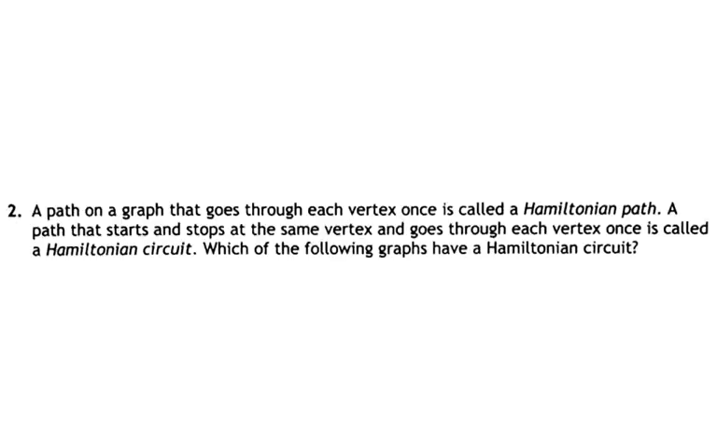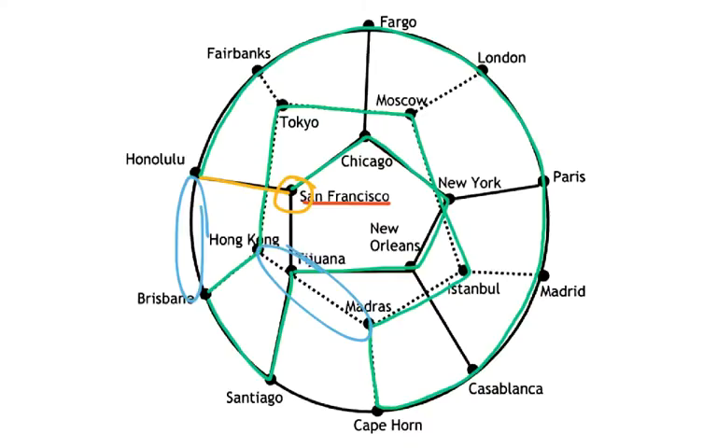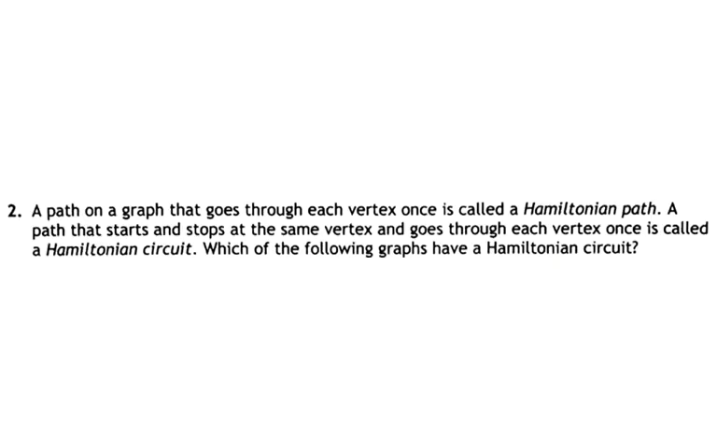A path that starts and stops at the same vertex and goes through each vertex once is called a Hamiltonian circuit. So that first route we saw, where we ended at a different vertex than San Francisco, was called a Hamiltonian path. But then that second one, this one right here, was called a Hamiltonian circuit.